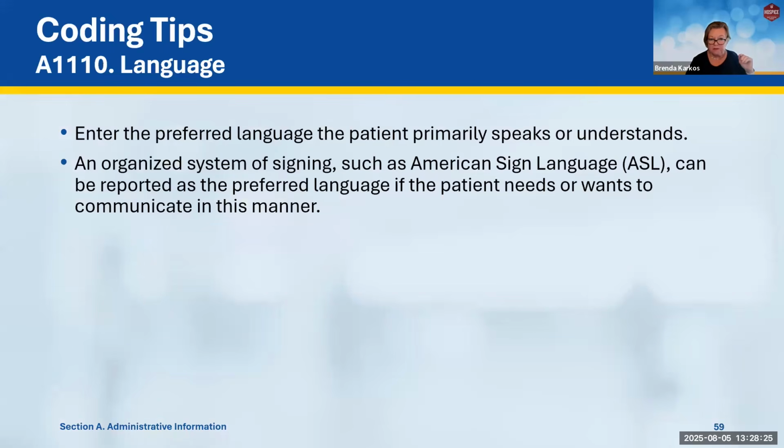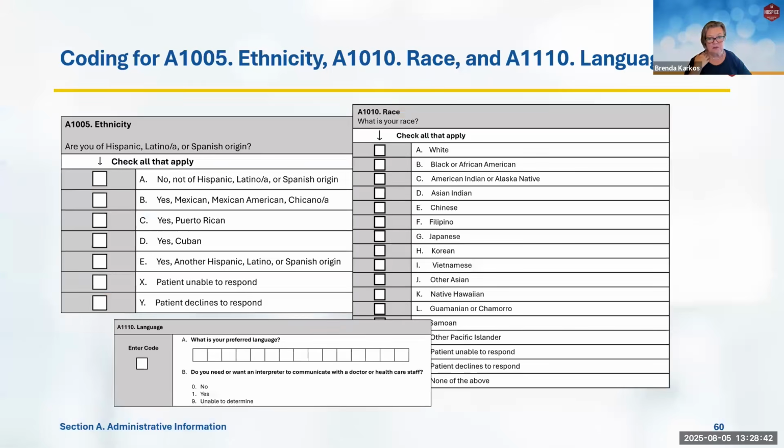And here's a coding tip for language. The preferred language is what the patient primarily speaks or understands. American Sign Language, or ASL, can be reported as the preferred language if the patient needs or wants to communicate in that manner. Let's turn back to Zinnia to look at a scenario to practice some of these new items.